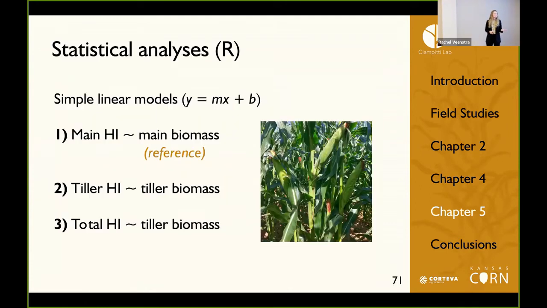So the first question, this analysis is much easier to follow. We fit linear models in R. We had three main things that we were looking at with the harvest index. The first one here, the main harvest index related to the main above ground biomass production as a reference value to see how things compared to that. Tiller harvest index to the tiller biomass, and then the total harvest index, which would be main shoots and tillers, compared to the tiller biomass that was developed.